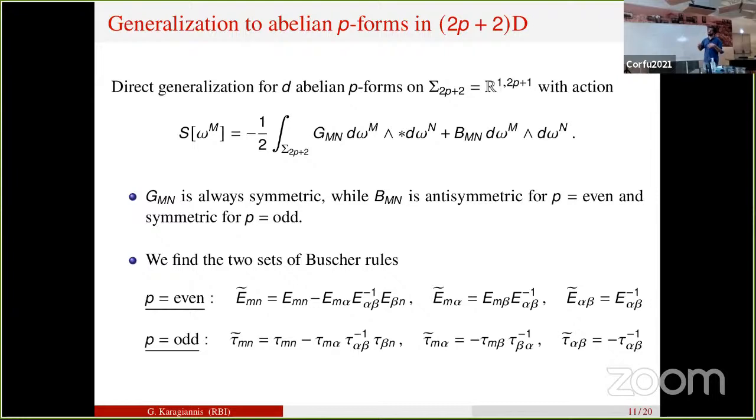And without repeating lots of stuff, just to mention that you can directly generalize this dualization procedure with the parent action to theories of this form here, which contain d abelian p-forms in self-dual dimensions. And then, of course, G is always symmetric, while B is either antisymmetric for even p or symmetric for odd p. And you will eventually find that there exist two sets of Buscher rules, either the ordinary ones for even p, or the symplectic higher ones for odd p.